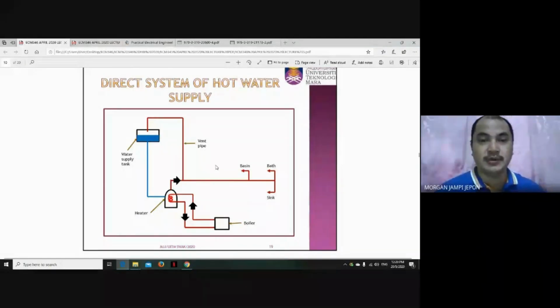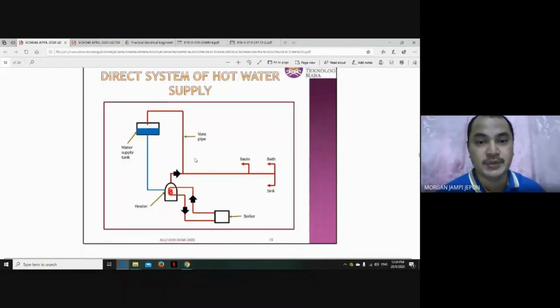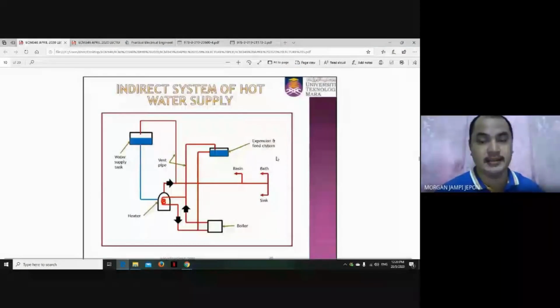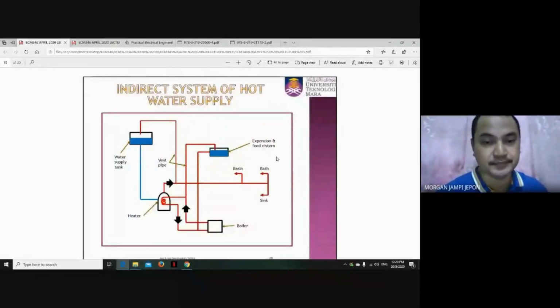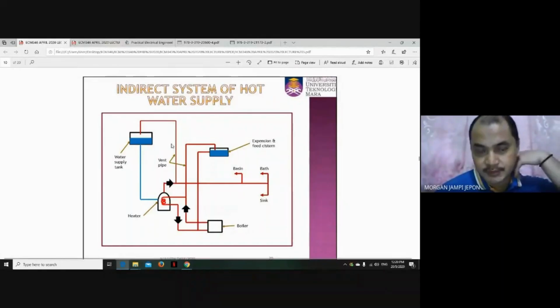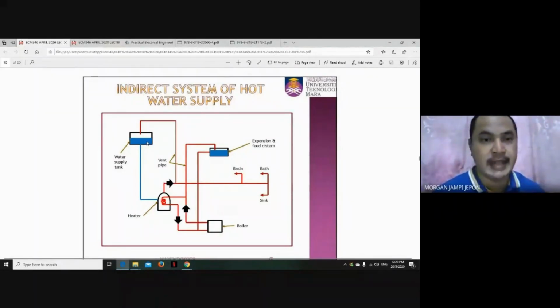So it's called direct hot water supply because the hot water is supplied directly from the heater to the kitchen, toilet, and bathroom. Then this one is called indirect hot water supply. Similar to the direct hot water supply, the cold water supply comes from the water supply tank, then goes to the heater, then goes to the boiler.